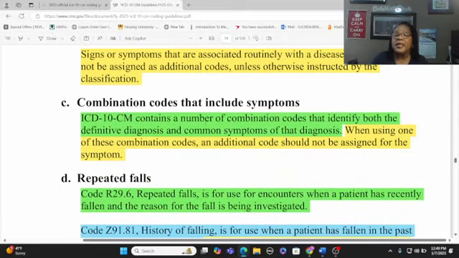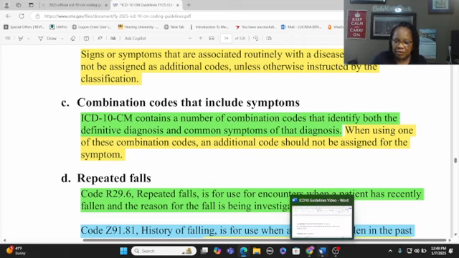ICD-10-CM contains a number of combination codes that identify both the definitive diagnoses and common symptoms of that diagnoses. So when using one of these combination codes, an additional code should not be assigned for the symptom.